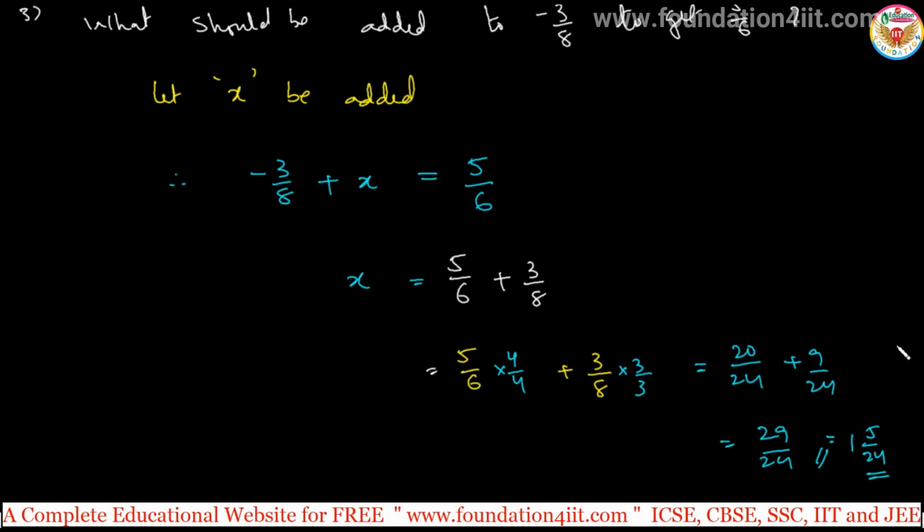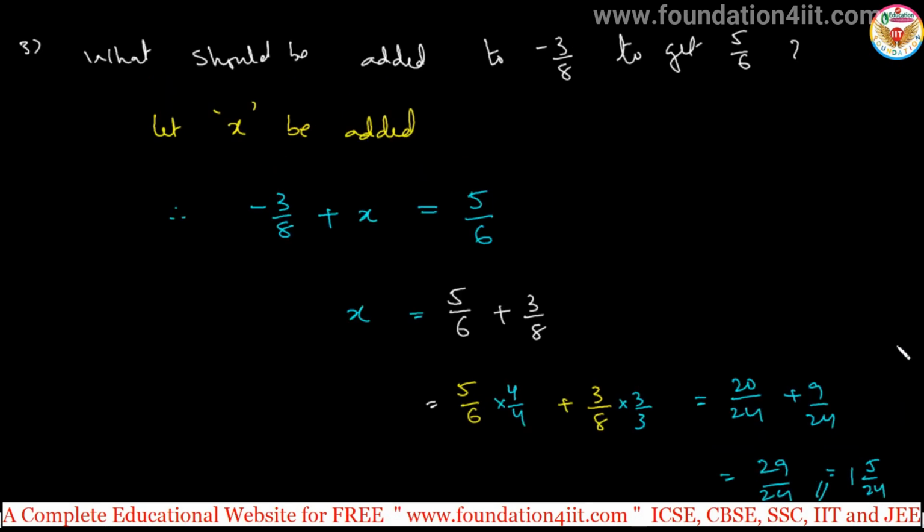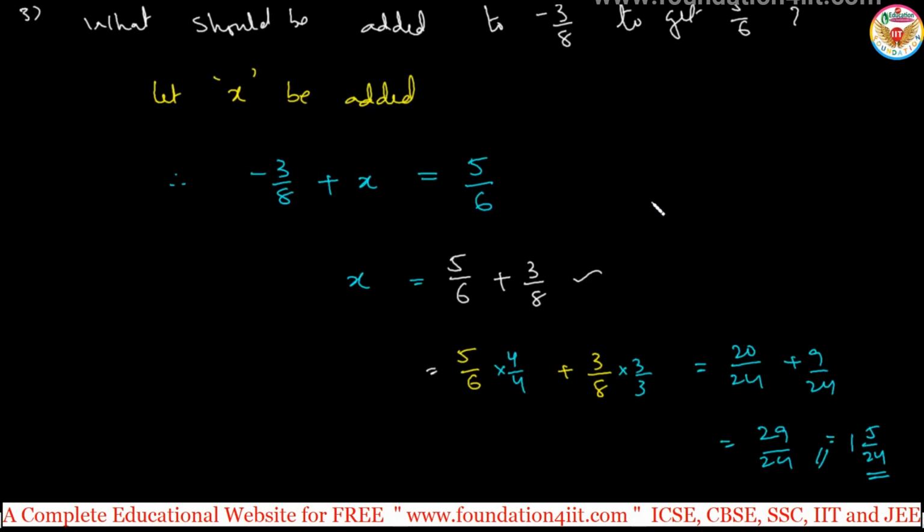So that is what should be added. Similarly, what should be subtracted from this to get the same? Let x be what should be subtracted. Then you keep minus x. Based on that, you can convert the question in order, then find out that particular x value. That only is the final answer for us. Okay, these are the types of questions they will ask based on rational numbers about subtraction.